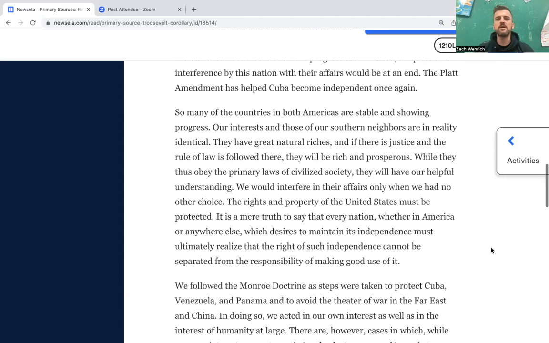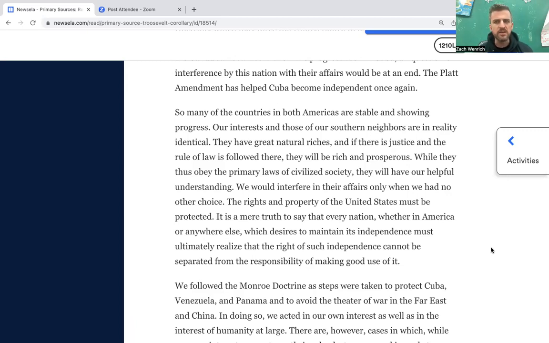So many of the countries in both Americas are stable and showing progress. Our interests and those of our southern neighbors are in reality identical. They have great natural riches, and if there is justice and the rule of law is followed there, they will be rich and prosperous. While they thus obey the primary laws of civilized society, they will have our helpful understanding. We would interfere in their affairs only when we had no other choice.